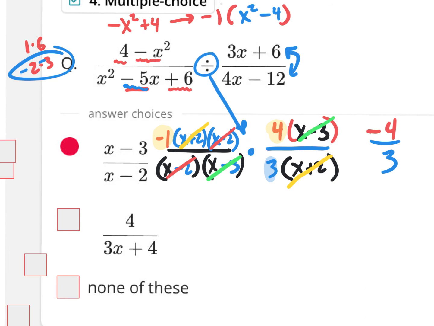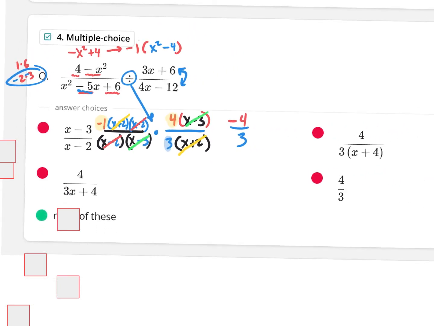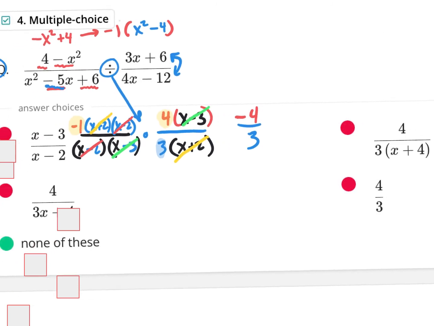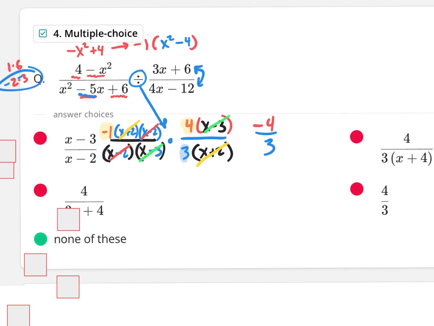So negative 4/3. And if you look for that multiple choice answer, there are none that have a negative 4/3. Wow, that one's tricky. That's a positive 4/3. But yeah, be careful. It's negative 4/3. So none of these is the correct answer.